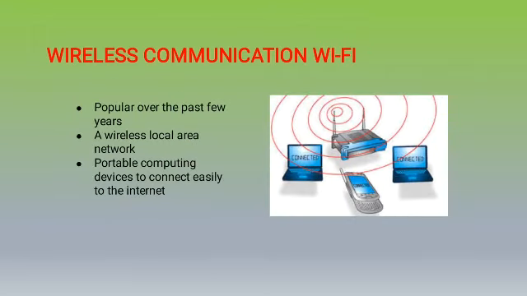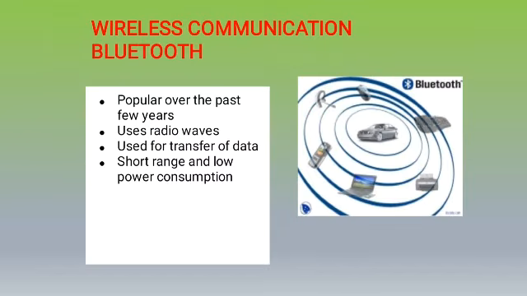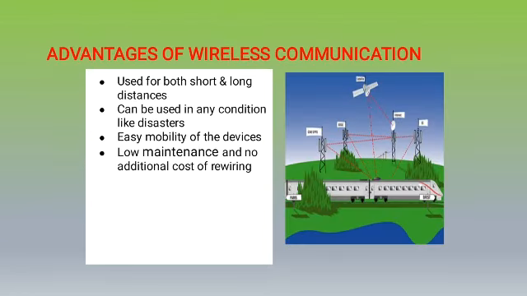Wireless communication with Wi-Fi. It has been popular over the past few years. A wireless local area network. It makes it easy for portable computing devices to connect to the internet. Wireless communication via Bluetooth. It is popular over the past few years. It uses radio waves. It is used to transfer data over short range with low power consumption.